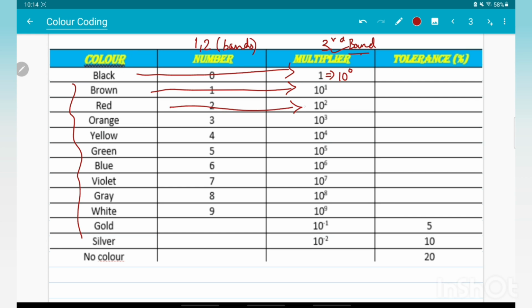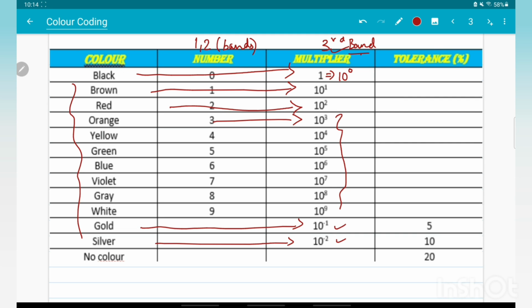Then for red you are going to have 10 to the power 2. For orange, 10 to the power 3. So like this in order it goes on till white, which is having the value of multiplier as 10 to the power 9. Then after that you have got gold and silver, which have got the values of multiplier as 10 to the power minus 1, minus 2. So you have to remember them.